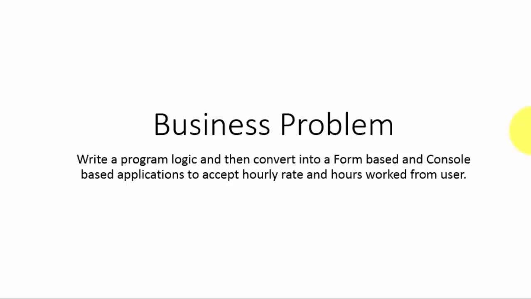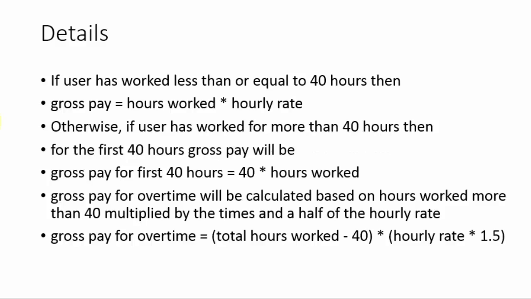After the business problem has been explained, here are some of the details that we have in front of us, which are English-like statements that must be converted to equivalent pseudocode statements. It very clearly says that if the user has worked less than or equal to 40 hours, then it is very simple: gross pay will be calculated by multiplying hours worked times the hourly rate.